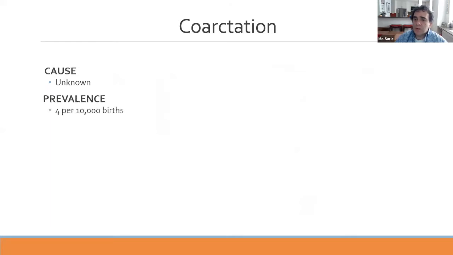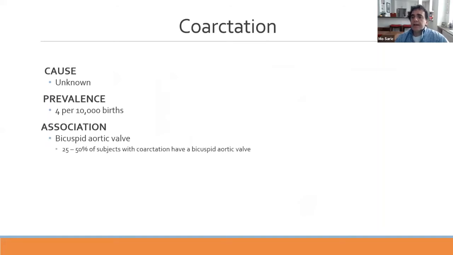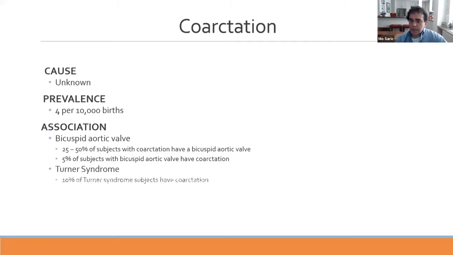We know that the prevalence is relatively rare, 4 per 10,000 births, and that it's associated with several conditions, including bicuspid aortic valve. 25 to 50% of subjects with coarctation have a bicuspid aortic valve. Of course, the opposite is not true because bicuspid aortic valve is much more common. 1 to 2% of all live births have bicuspid aortic valve, so only 5% of subjects with bicuspid aortic valve will have coarctation. Another association between coarctation and Turner syndrome exists, and about 10% of Turner syndrome subjects will have coarctation.